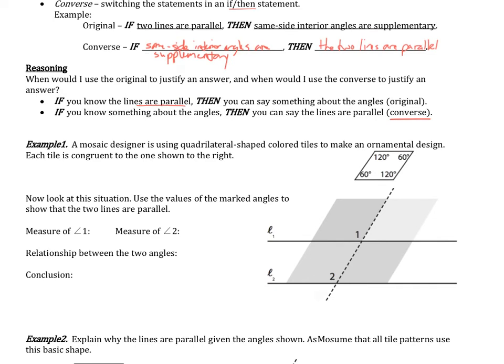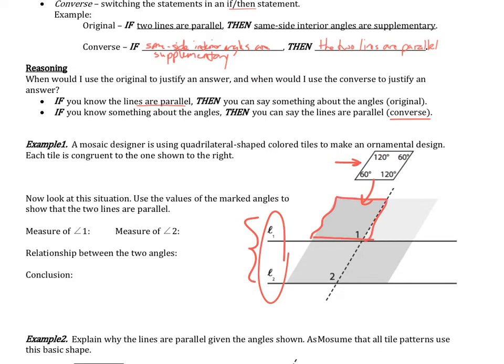So, example 1: a mosaic designer is using quadrilateral shaped colored tiles to make an ornamental design. Each tile is congruent to the one shown to the right, which is that tile right here. Use the values of the marked angles to show that the two lines are in fact parallel. If you look at the diagram, you'll notice that those lines aren't marked parallel. They look parallel, they're drawn pretty straight, but we don't know for sure.